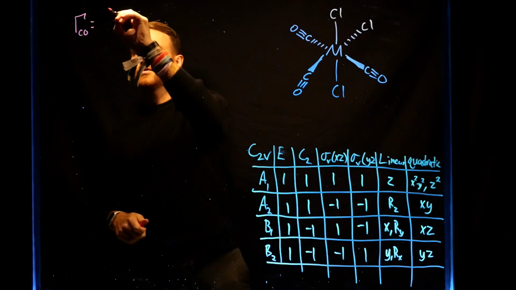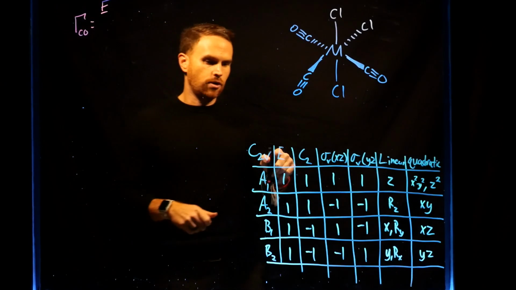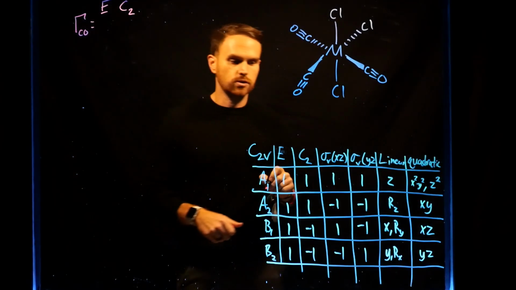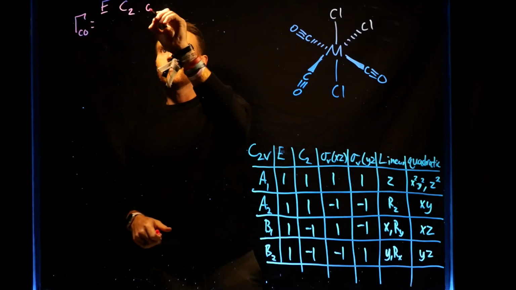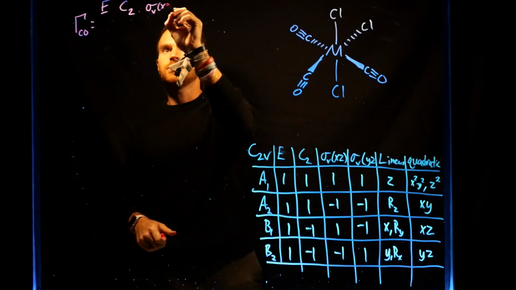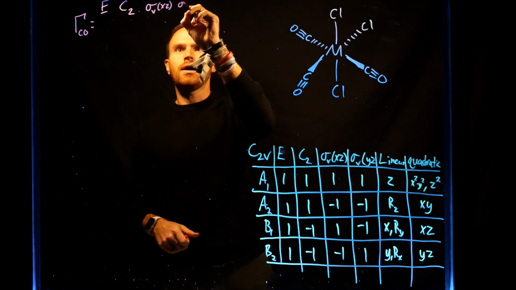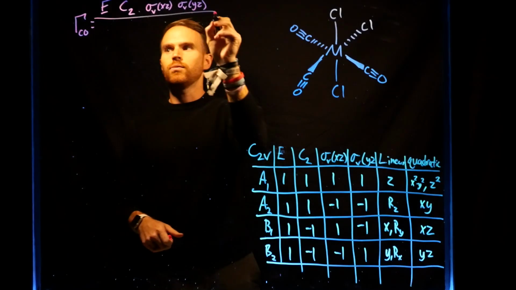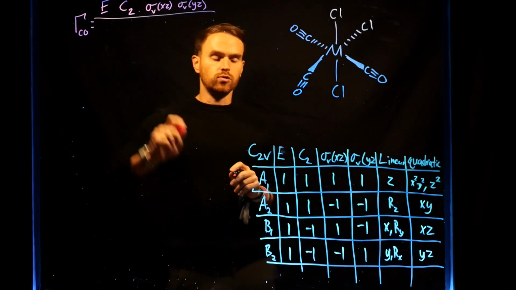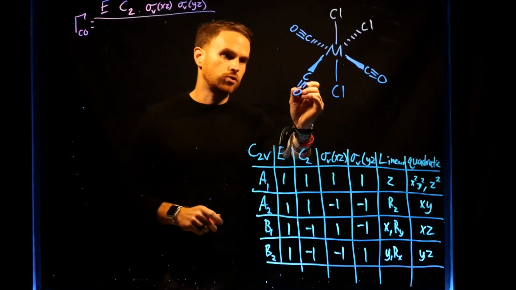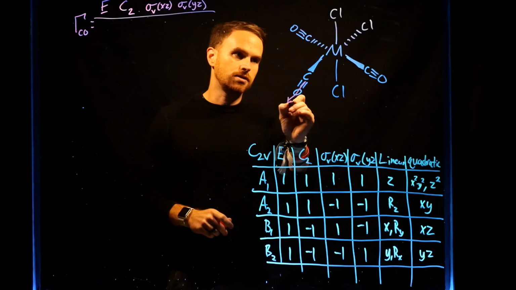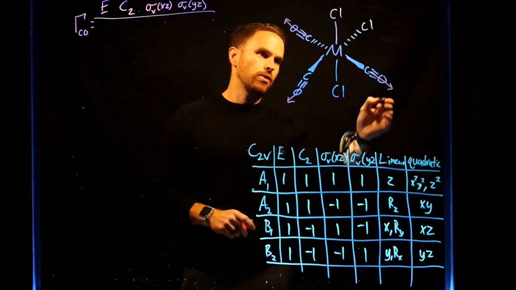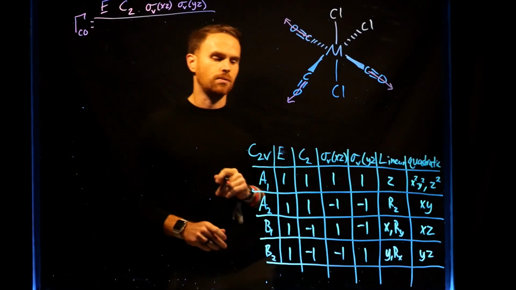Okay, so we're trying to figure out the CO stretches, and we see in the character table that we have an E, we have a C2 principal rotation axis, we have a sigma v in the xz direction, and we also have another sigma v in the yz direction. All right, so now that we know that, we can determine our reducible representation. So we need to turn all of these CO stretches into vectors so that we can track them as we perform these symmetry operations and see whether or not they move or stay in the same place.